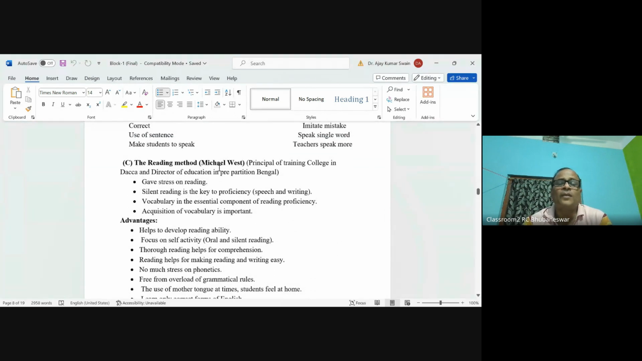That is Michael West, the principal of training college in Dhaka and director of education in pre-partition Bengal. Before pre-partition Bengal, he was the director of education, Michael West. He advocated this method. The method is reading method. According to this method, stress is given on reading. Silent reading is the key of proficiency. Vocabulary is the essential component of reading proficiency. Acquisition of vocabulary is very important.